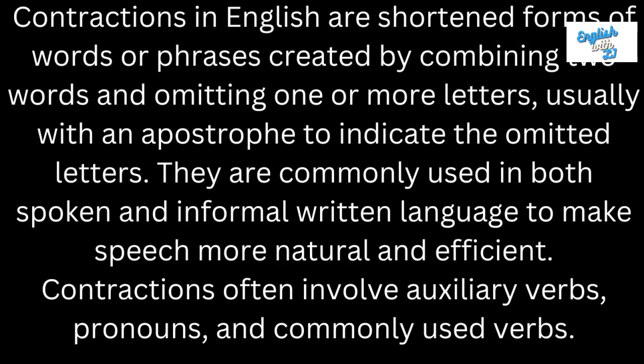So let's go. Contractions in English are shortened forms of words or phrases created by combining the words and omitting one or more of the letters. They are usually written with an apostrophe to indicate the omitted letters. They are commonly used in both spoken and informal written language to make speech more natural and efficient. So using these can help you sound more natural in your English. Contractions often involve auxiliary verbs, pronouns, and commonly used verbs.